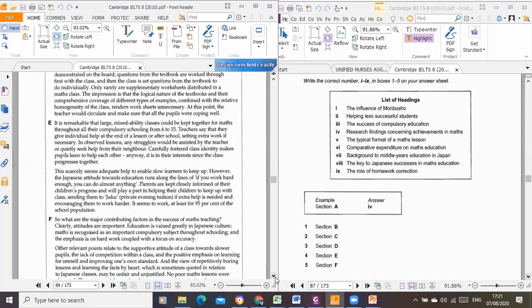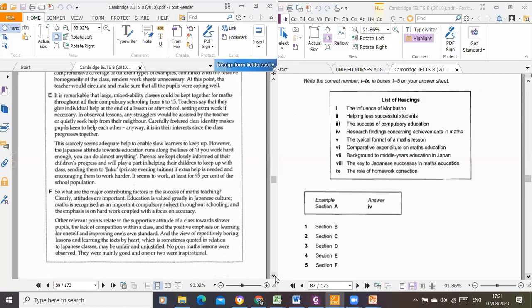It is remarkable that large mixed ability classes could be kept together for maths throughout all their compulsory schooling from age 6 to 15. Carefully fostered class identity makes pupils keep... oh, sorry, that's not the last one. It might be important to read the last sentence in this as they divided it, okay? It might be important anyway, but I'll go to the last one. Parents are kept closely informed of their children's progress and play parts, blah, blah, blah. If extra help is needed, and encourage them to, it seems to work, at least 95% of the school population. So without wasting your time, you know what I'm trying to do. I'm skimming through the passage just to have an idea.